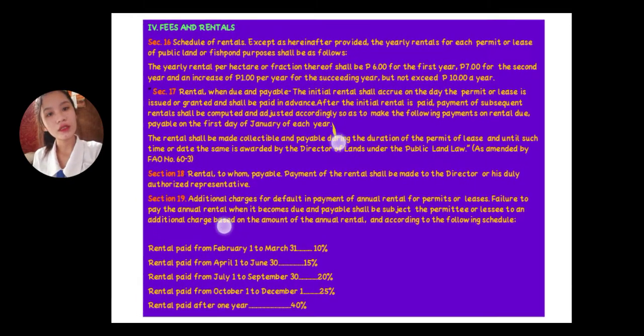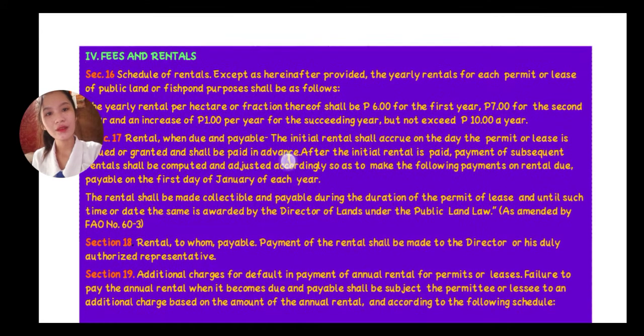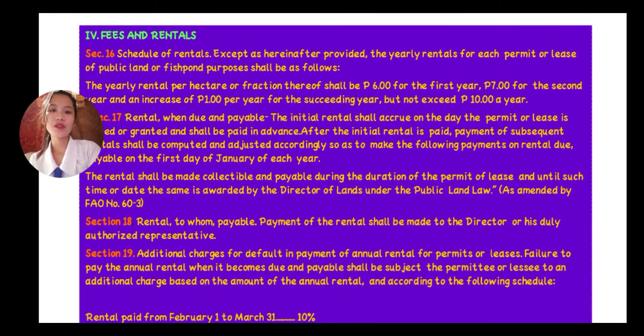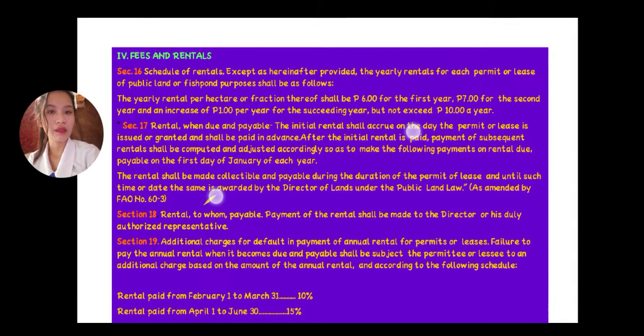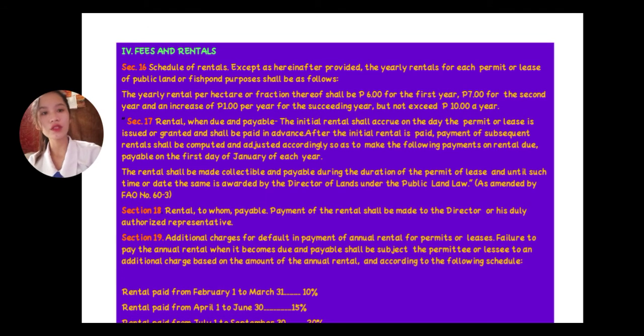So section 16, schedule of rentals. Except as hereinafter provided, the yearly rentals for each permit or lease of public lands for fish pond purposes shall be as follows. The rental per hectare or fraction thereof shall be 6 pesos for the first year. So 6 pesos ra ang kada hectare or fraction niya for sa isa ka year. 7 pesos for the second year and an increase of 1 peso per year for the succeeding years, but not to exceed 10 pesos a year.